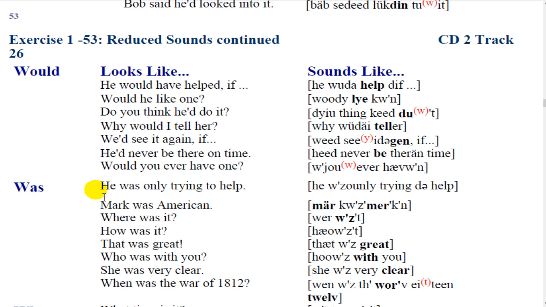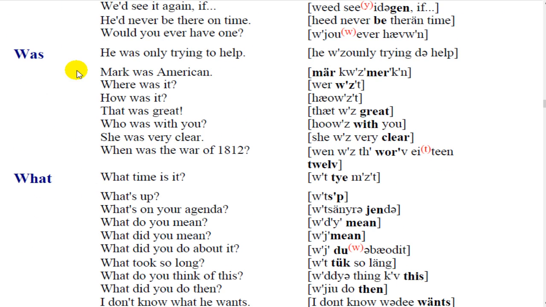He was only trying to help. Mark was American. Where was it? How was it? That was great. Who was with you? She was very clear. When was the War of 1812?